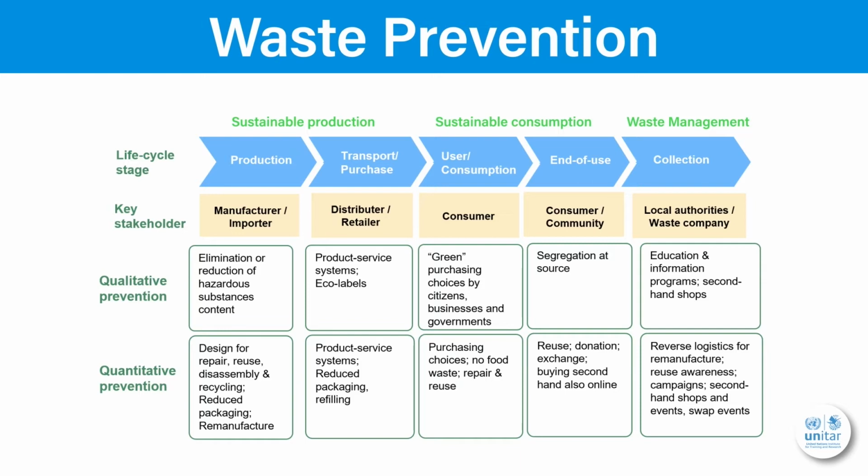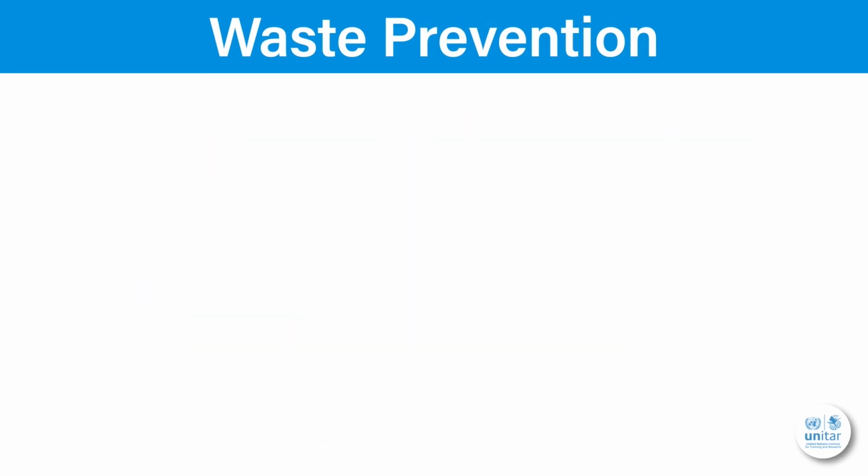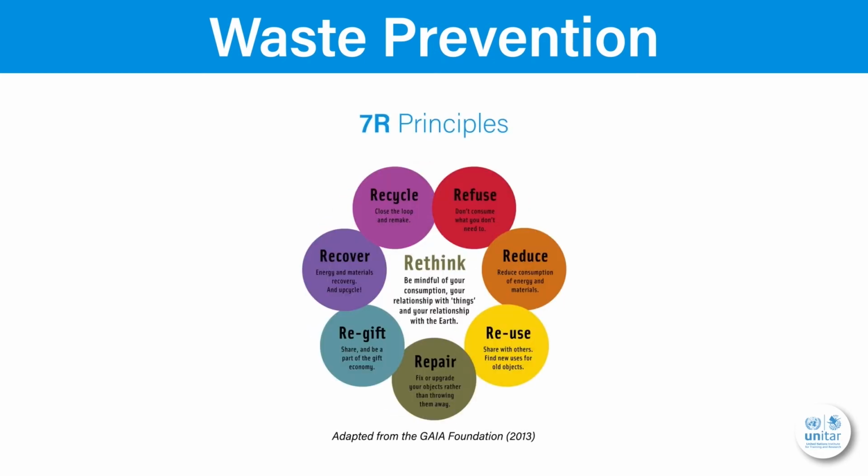Now let's have a closer look at the waste prevention from the consumer side. Waste prevention measures at the consumer side can be summarized with the 7 R principles, which ask consumers to not only reconsider their own consumption, but also refuse. Do not consume what you do not need. Reduce consumption of energy and materials, buy goods that last long, minimize packaging, etc.